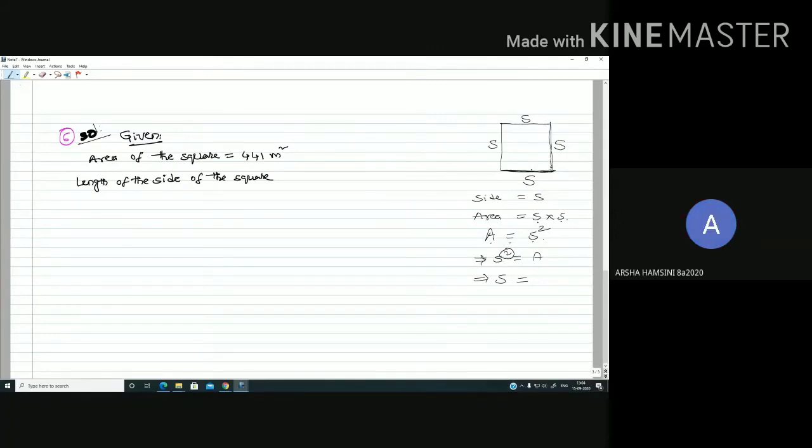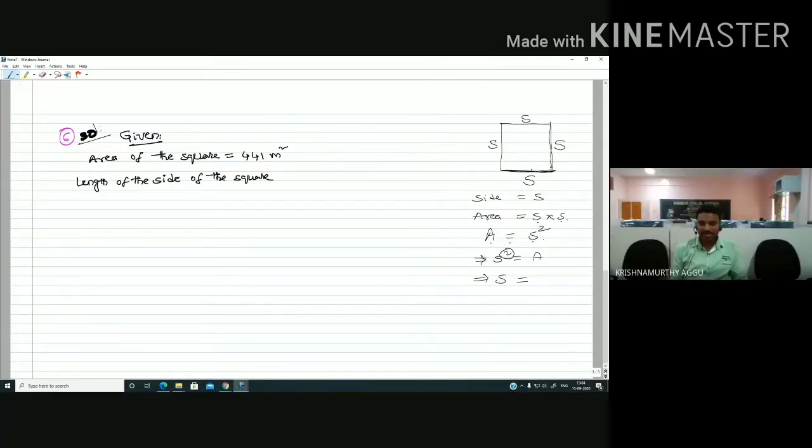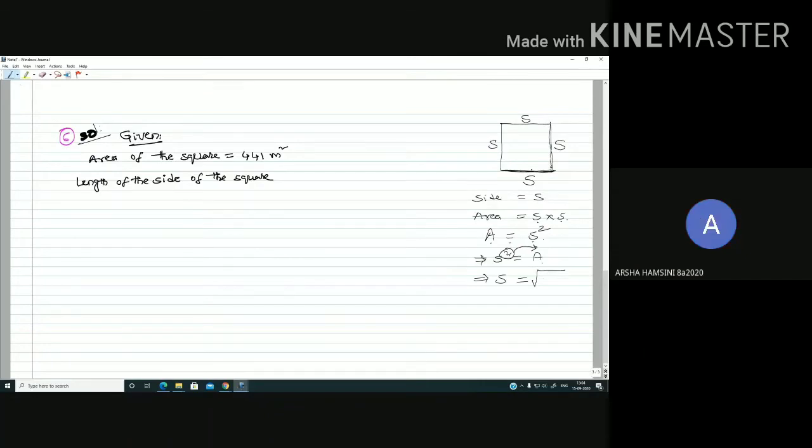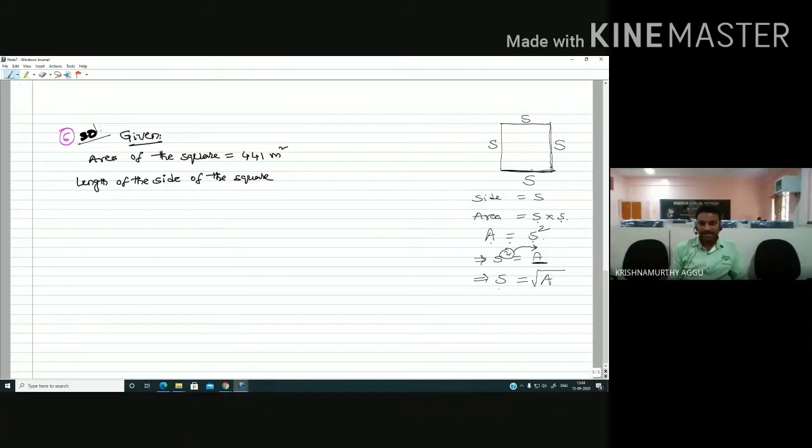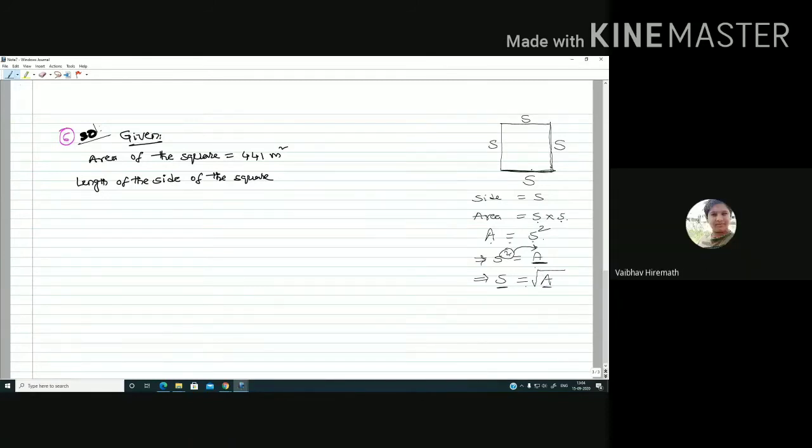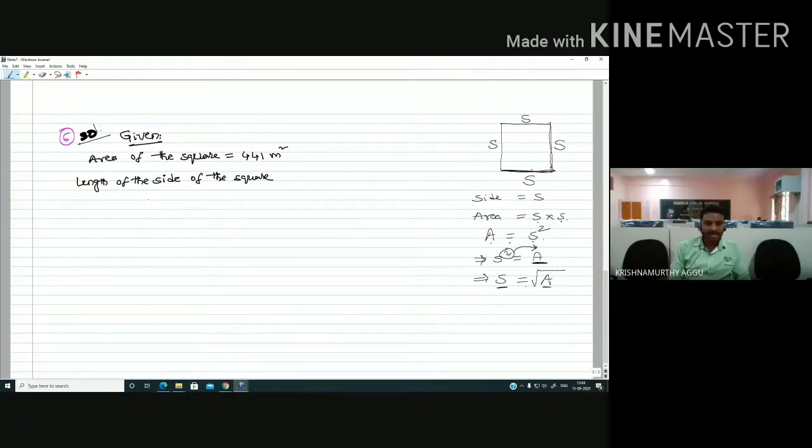First, look at this: S square equals A. Then S equals the square root, since the square is transposed from one side to the other side. If you transpose the square, it becomes the square root. So from this you can tell that the side of the square is the square root of the area A. That is why the side of the square is equal to the square root of the area.